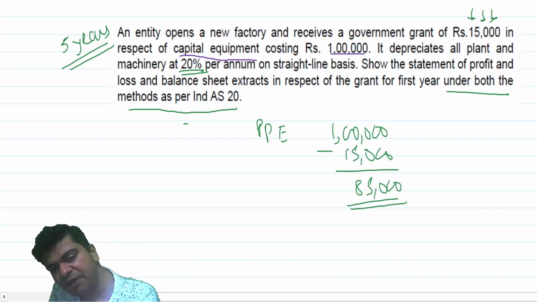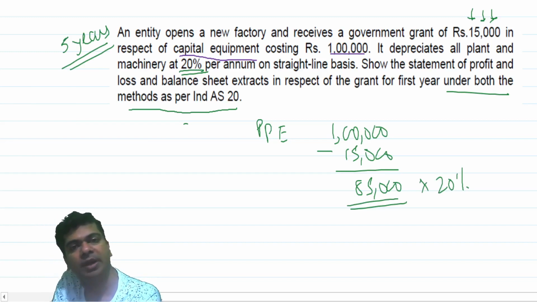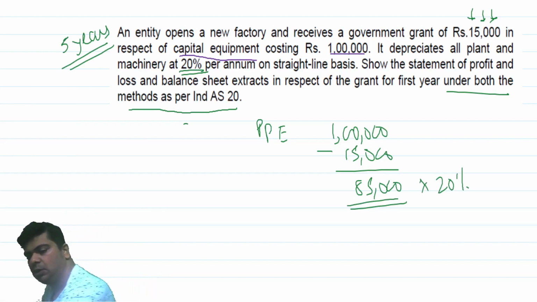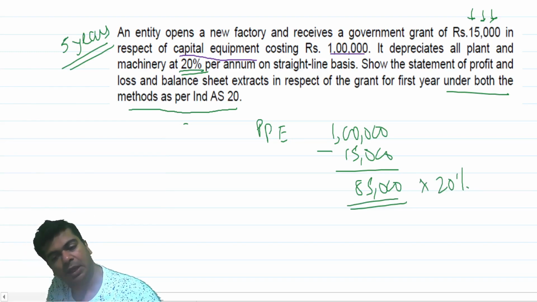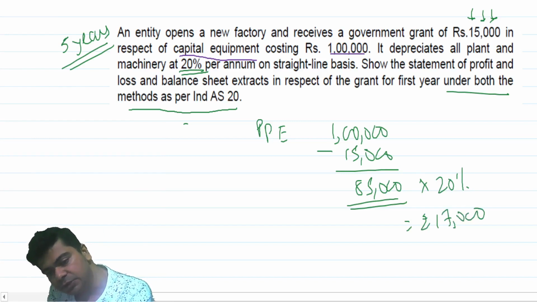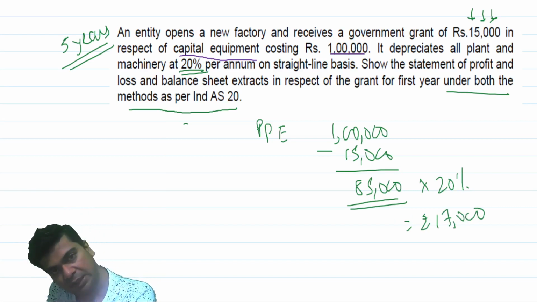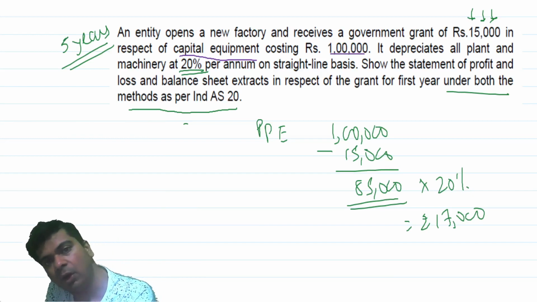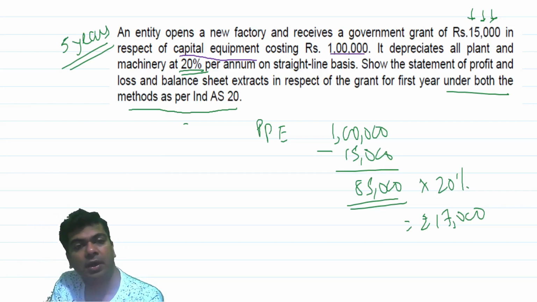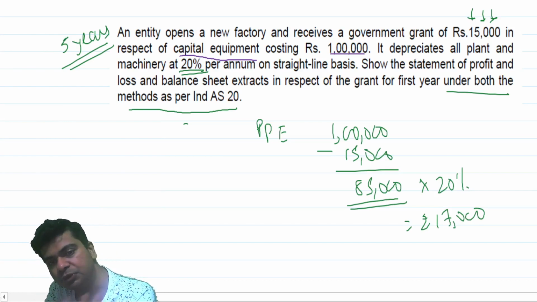Okay, and on 85,000 at the rate of 20%, I will provide for the depreciation. This depreciation will be debited to the P&L. So if I take 85 and multiply that by 20%, that is turning out to be rupees 17,000. Hence, this time when you prepare the P&L, you will show depreciation 17,000. There is no question of taking any credit from the government grant because I did not recognize the government grant at all. I simply deducted it from the cost of the PP. And yes, in the balance sheet as a non-current asset, I'll show PP 1 lakh less grant 15,000. I will show it at 85,000.